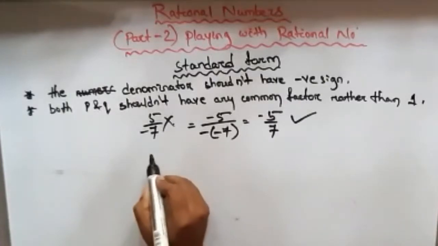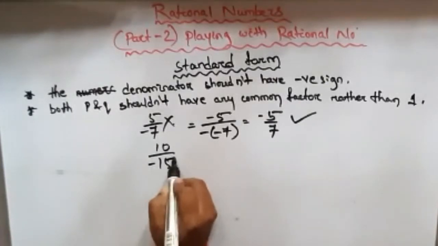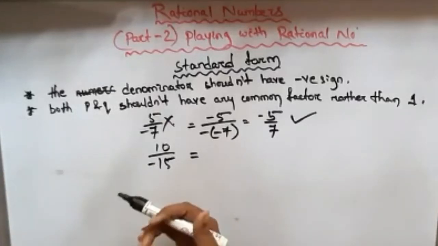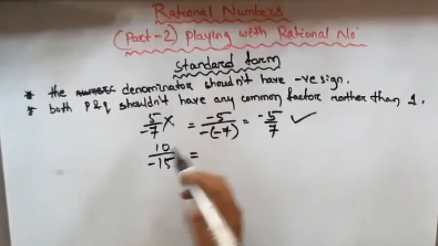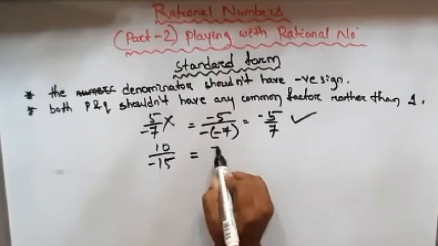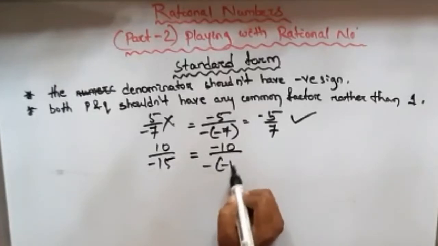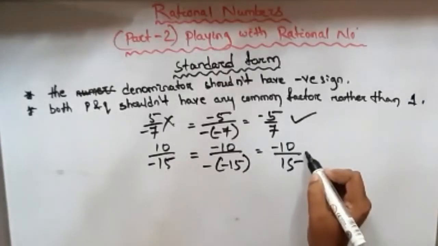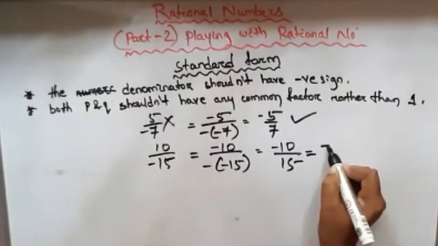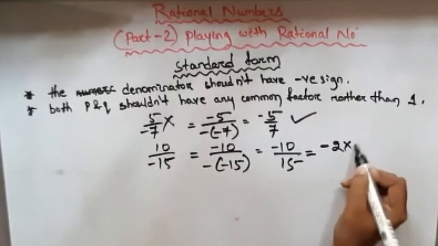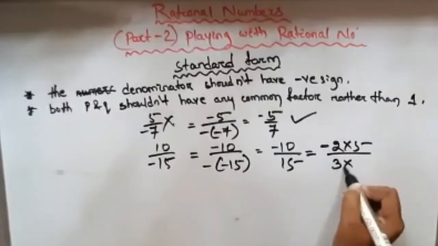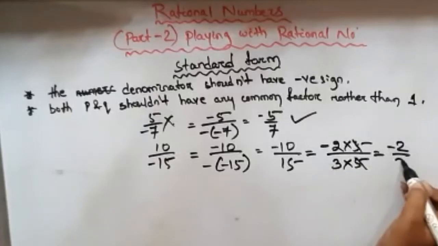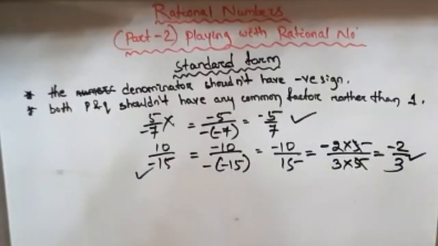If I tell you 10 by minus 15, now both the points are not satisfied, so we have to turn it to standard form. First, the minus sign: minus 10 divided by minus of minus 15, which is equal to minus 10 by 15. Now minus 10 by 15 is equal to minus 2 into 5 divided by 3 into 5, and the common factors will be cut, so minus 2 by 3. So this is the standard form of 10 by minus 15.